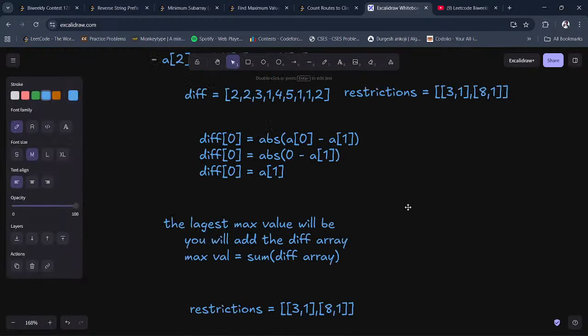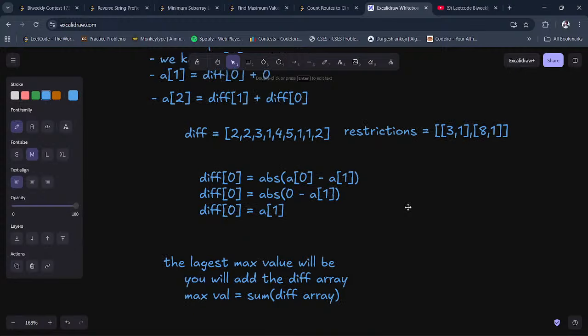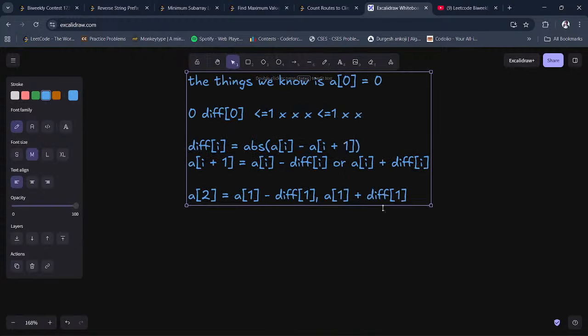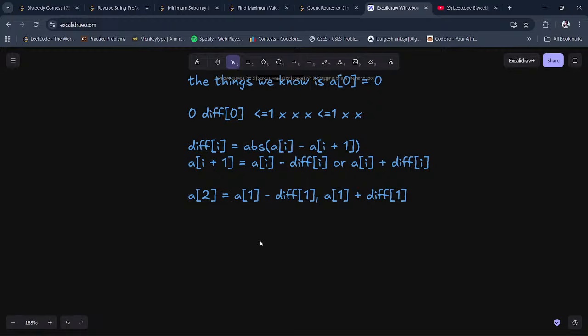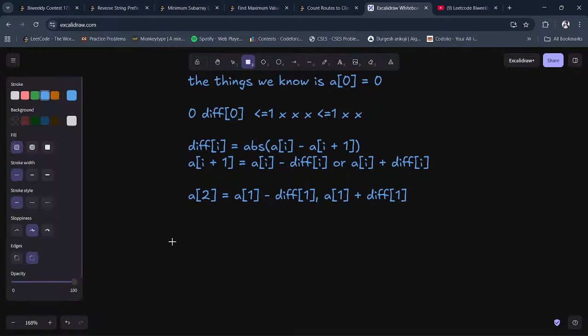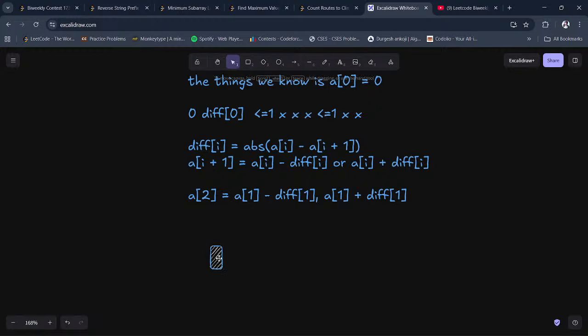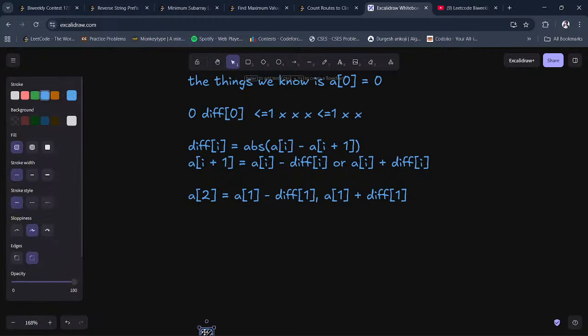This is one of the possible ways. The thing is, it is bounded with some restrictions, right? Since we want to maximize our answer, we need to maximize the a of I value, right? So how can you do that?